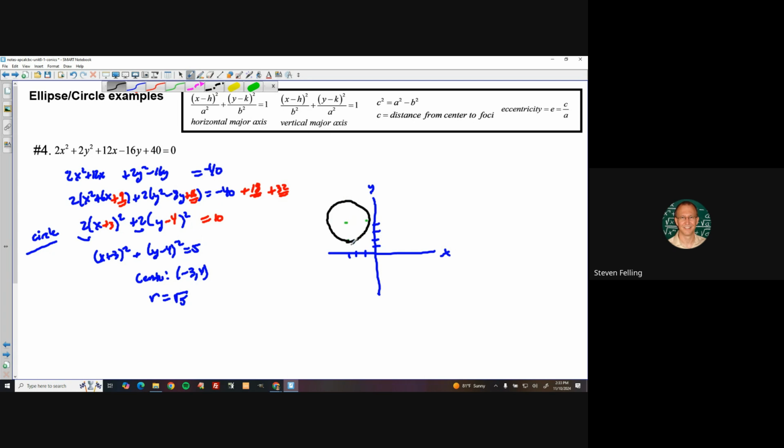All right, so not too bad. That's how we sketch a circle. We started out as an ellipse, and we just do one last step that's different.